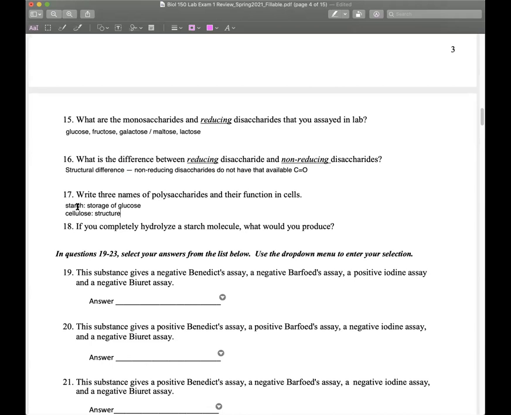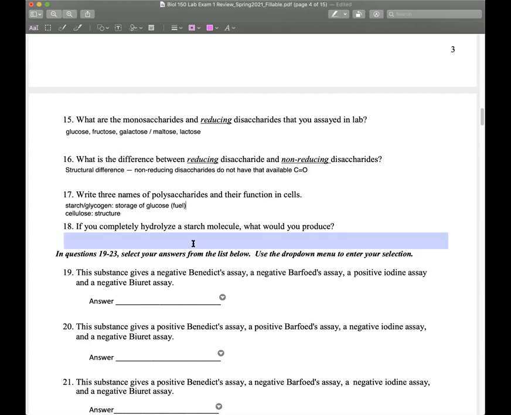So plants have starch. What do human cells have, or animal cells? It's our storage of glucose. Glycogen. Right, exactly, glycogen. So starch and glycogen, those are our storage polysaccharides. Storage of glucose, which we know is our fuel, our source of energy. And then cellulose is the structural polysaccharide, so it's for making that rigid cell wall.